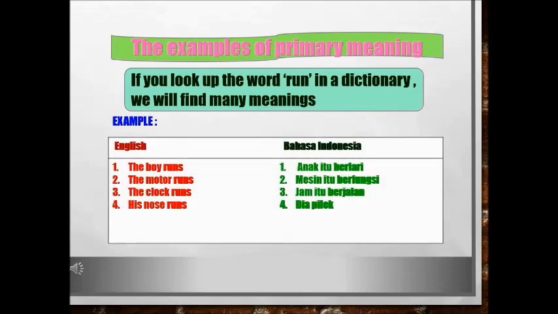Here are the examples of primary meaning. If you look up the word run in a dictionary, we will find many meanings. For example, the first is the boy runs. In Bahasa Indonesia it means anak itu berlari. The second is the motor runs. In Bahasa Indonesia it means mesin itu berfungsi. And the third is the clock runs. In Bahasa Indonesia it means jam itu berjalan.